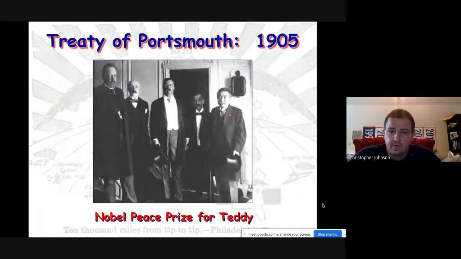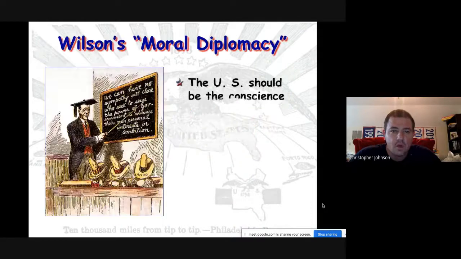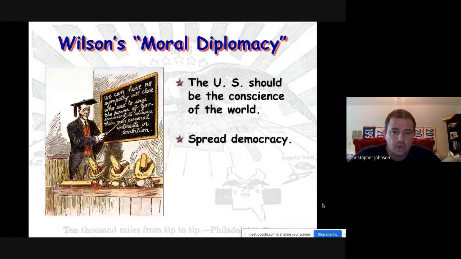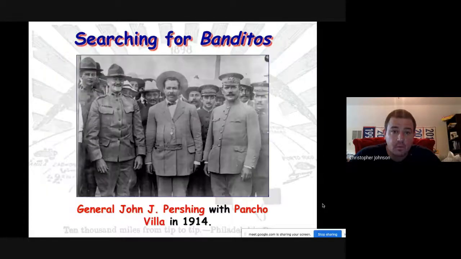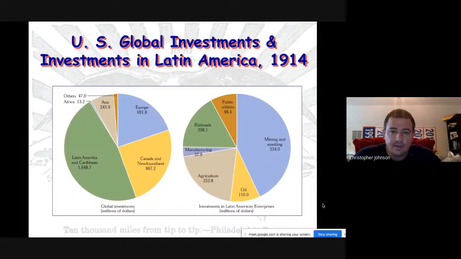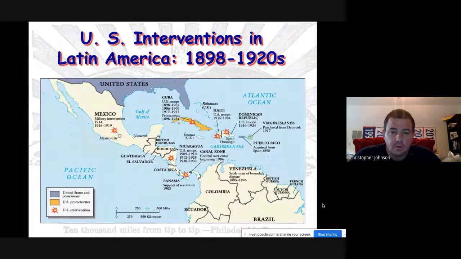Teddy Roosevelt gets a Nobel Peace Prize in 1905 for signing the Treaty of Portsmouth, which ended a war between Russia and Japan. For Mexico, Wilson's moral diplomacy says we should only go to spread democracy and promote peace. He is not against taking territories. He's only there to help people if they need it. And so they go after Pancho Villa and search for the bandits in Mexico, but our investments go through. There's fighting in Mexico, in Honduras, in Costa Rica, in Nicaragua, in Panama, in the Dominican Republic, in Haiti, and in Cuba.